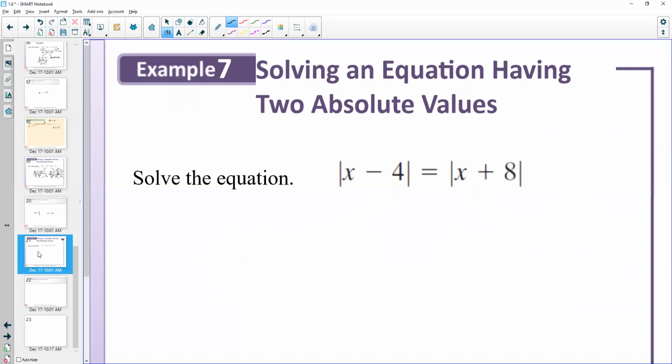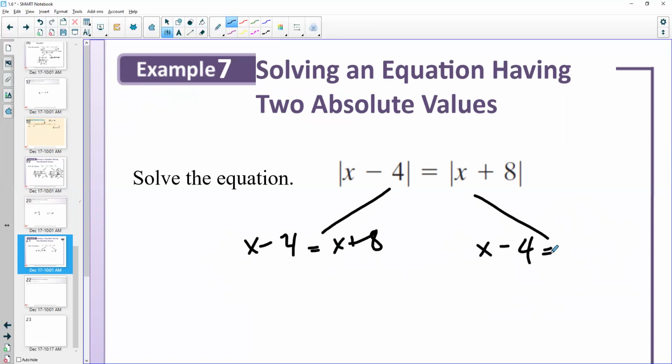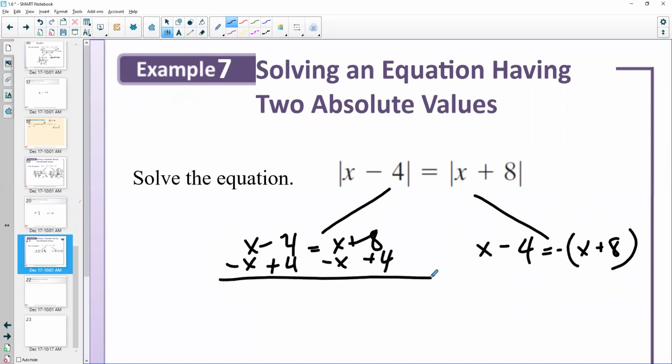So in this case, I'm going to do my two cases. x minus 4 equals x plus 8, or x minus 4 equals negative x plus 8. All right, so I'm going to add 4, subtract x. Right now, these guys make 0, these guys make 0. I get 0 equals 12. Well, shoot, that's not right. That's impossible. That's fine. Sometimes that happens. That's no solution for that.